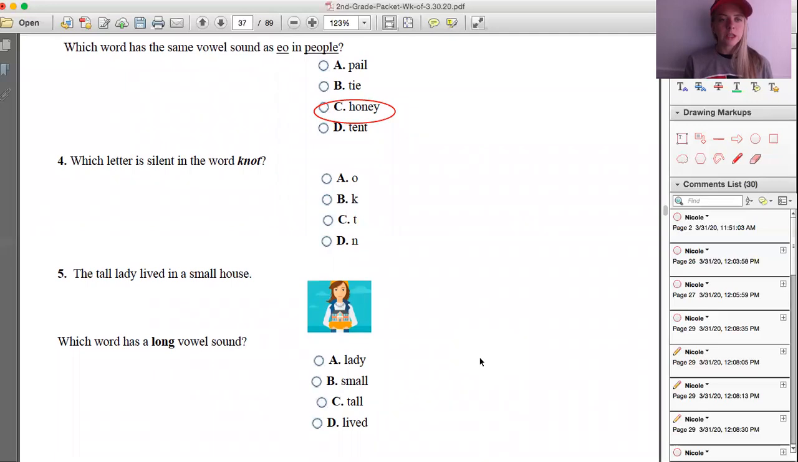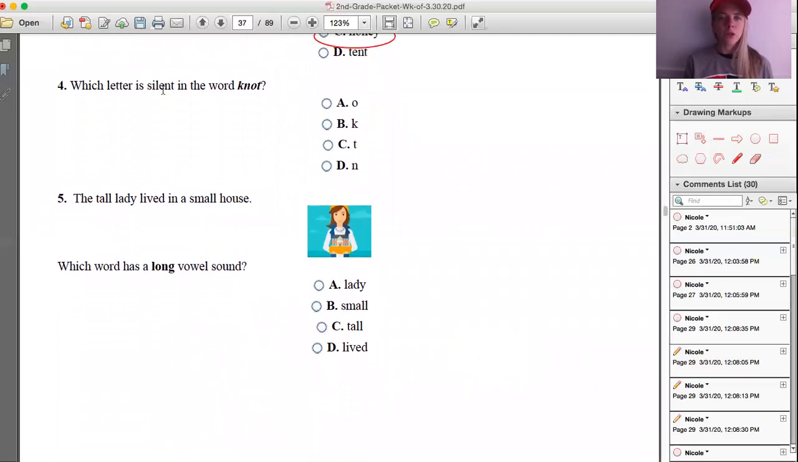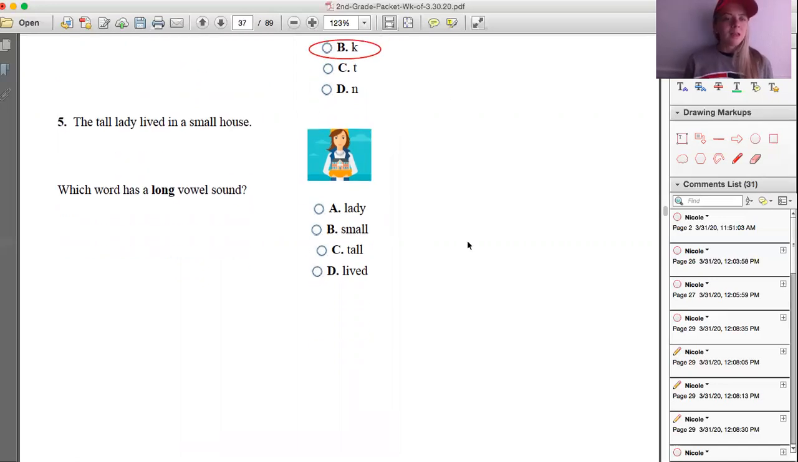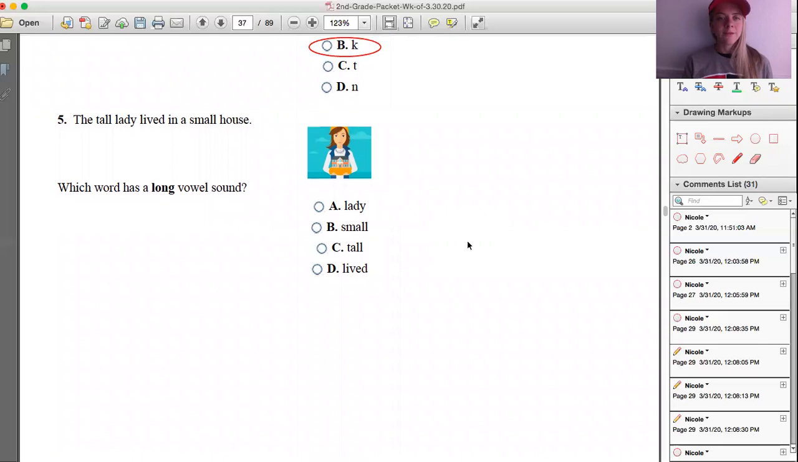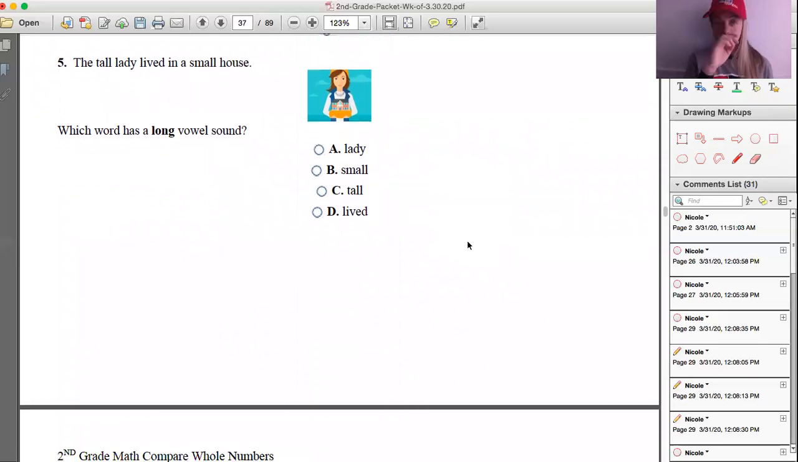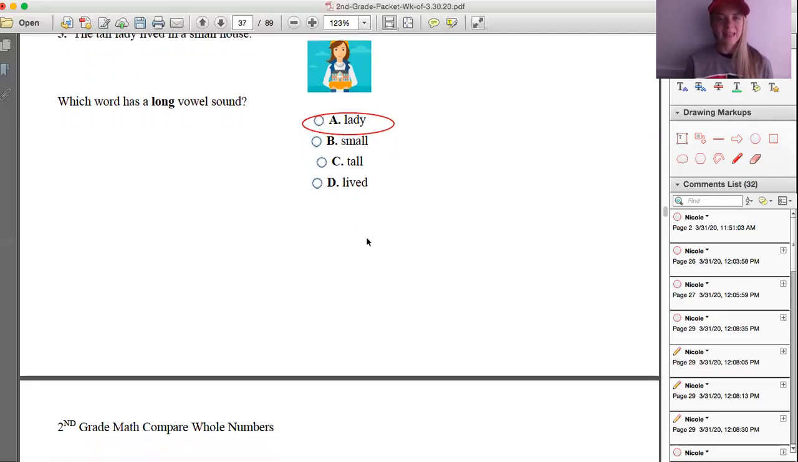Number 4, which letter is silent in the word knot? Let's point to each sound and say it. N, O, T. You know that the silent letter is the K at the beginning. Number 5, the tall lady lived in a small house. Which word has a long vowel sound? Lady, small, tall, lived. Lady has the long A vowel sound.